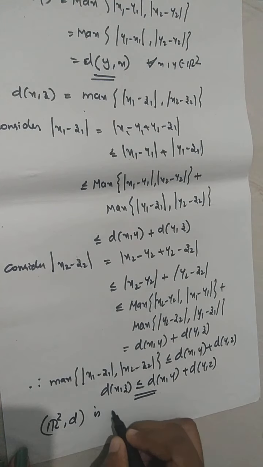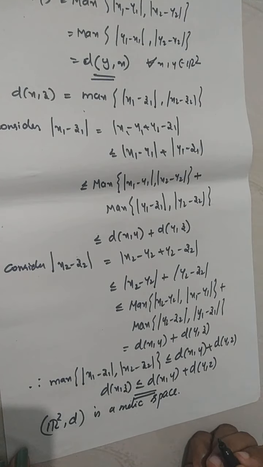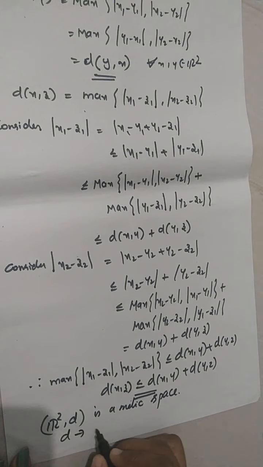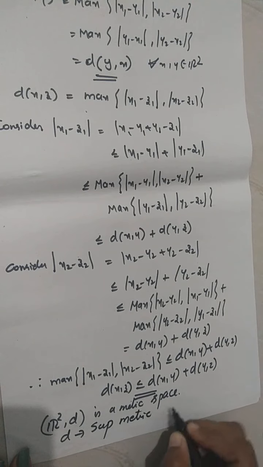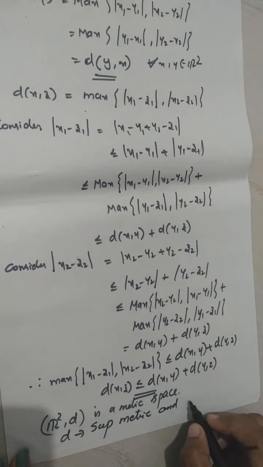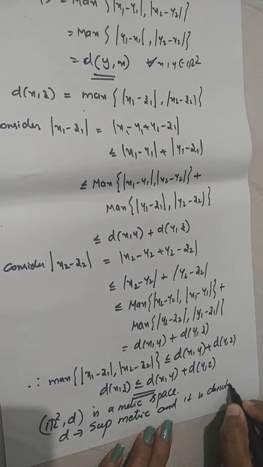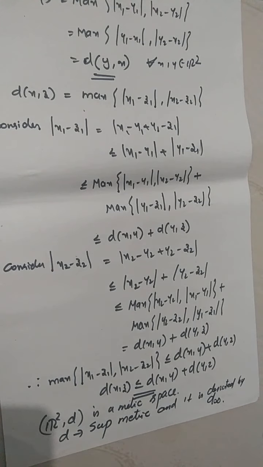is a metric space. And this metric has a name, which is called the maximum norm, maximum metric or sup metric. This metric d is actually called the sup metric because it is the supremum metric, or maximum metric. And it is denoted by d infinity, d with suffix infinity.